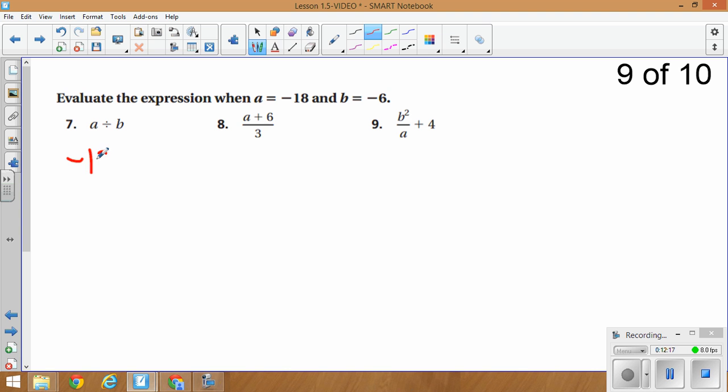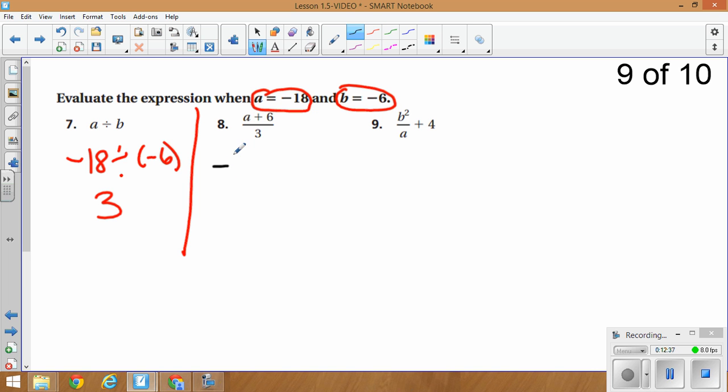So for number 7, we have negative 18 divided by negative 6. Here's your value for A, and here's your value for B. So negative 18 divided by negative 6 is 3, because my signs are the same.